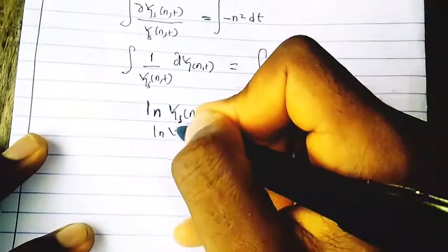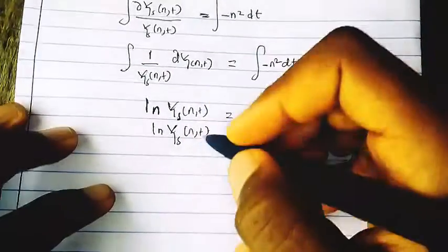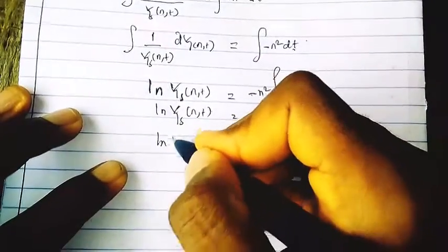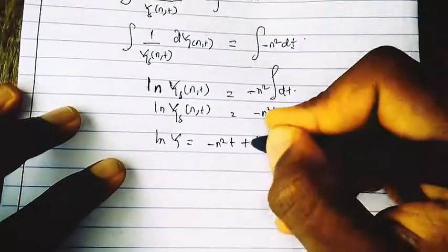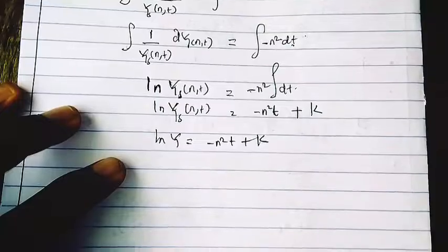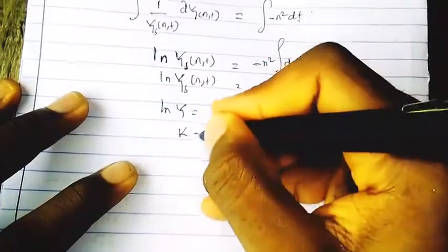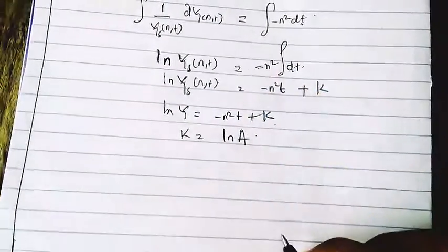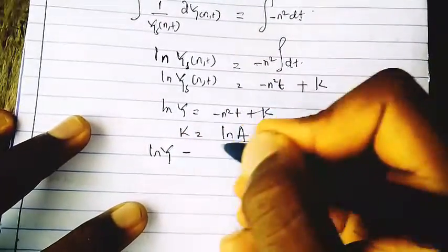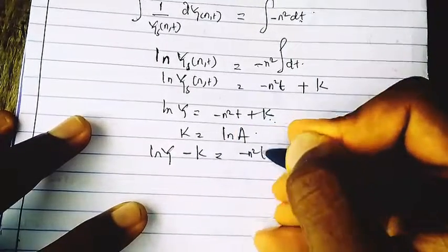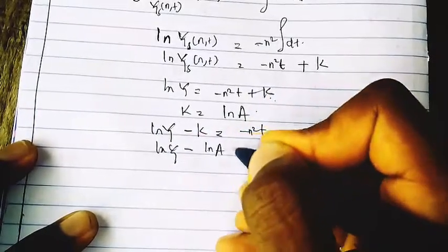So this is ln y_s of n and t. Instead of writing n and t, let me just write it as y. So ln y equals minus n squared t plus k. Since this is a constant, I can express it in terms of another constant, because we don't know the value. So I can express k as ln a, for uniformity. Taking ln a to the other side, ln y minus k equals minus n squared t.